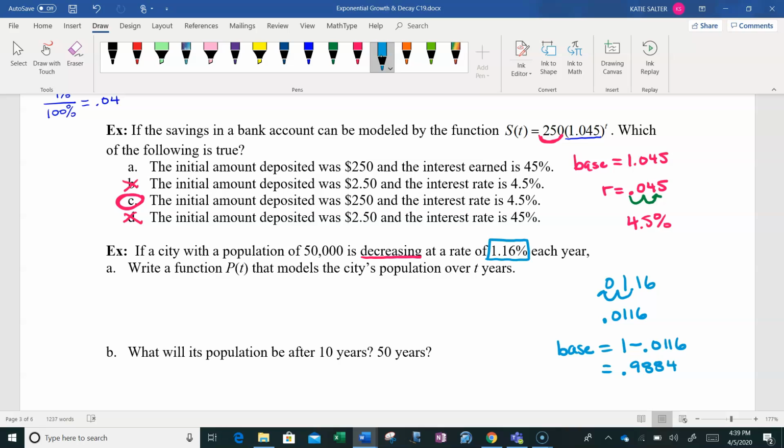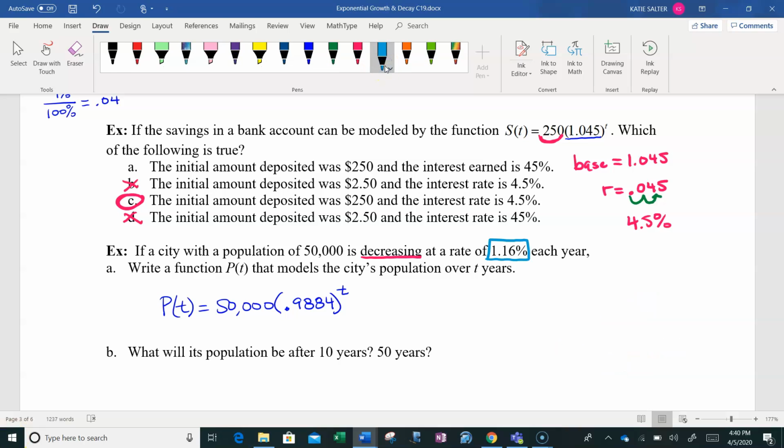0.9884. So to write our function, we would say P of t is equal to 50,000 times 0.9884 raised to the t power. And that makes sense, guys. It's supposed to be decreasing, so this base right here shouldn't be a number greater than 1. It should be a number less than 1.